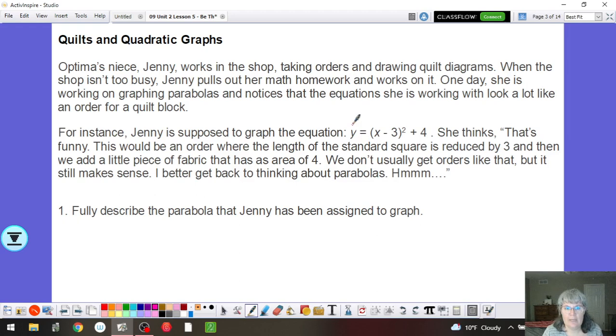So if we take a look at the equation that Jenny has, this y equals (x minus 3) squared plus 4, we can describe the parabola that she's been assigned to graph. We can start with the vertex.